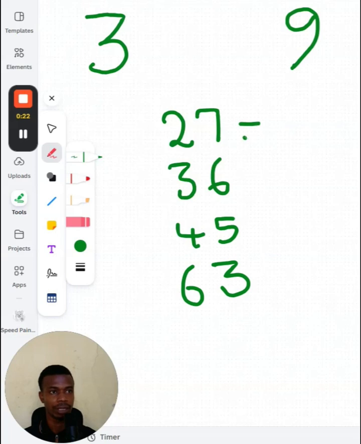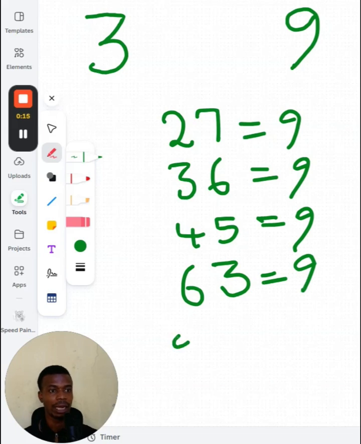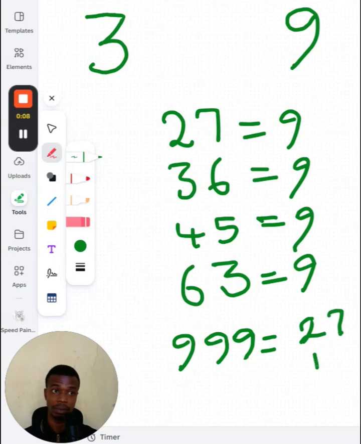Now, 2 plus 7 is 9, 3 plus 6 is 9, 4 plus 5 is 9, 6 plus 3 is 9. 999: 9 plus 9 is 18, 18 plus 9 is 27. Repeated sum, 2 plus 7 is 9. So I hope this clears things up for you.